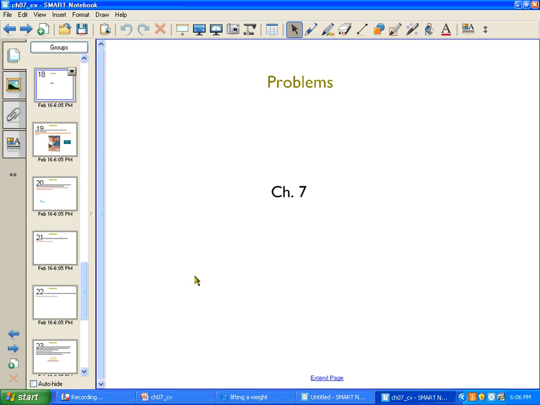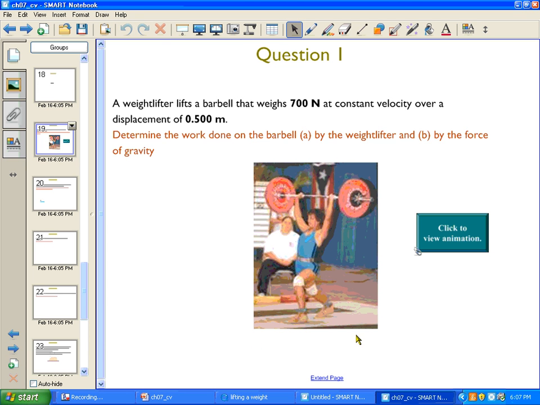Welcome to the first part of the solutions to the lecture problems for Chapter 7. Let's begin with the first problem.